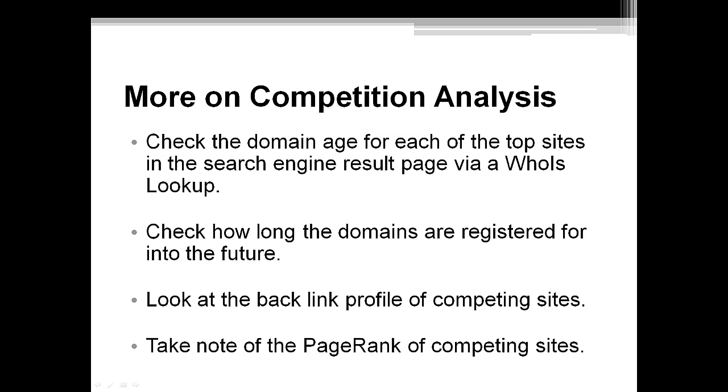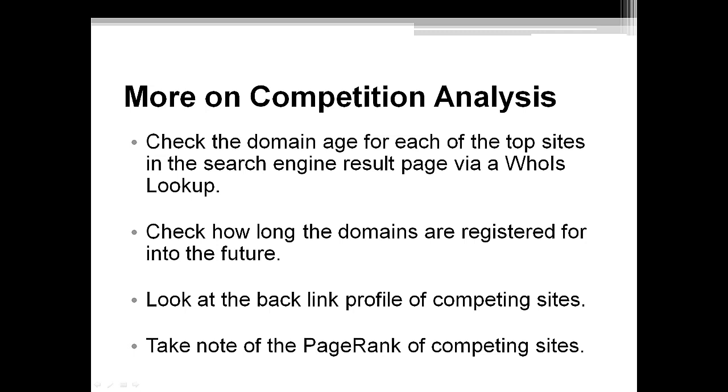Check the domain age for each of the top sites in the search engine result page via a Whois lookup. This means the top 3 to 5 web addresses that you copied down. Check how long the domains are registered for into the future, as well as how old those domains are. A web page that's been around for 5 years is going to be much stronger on this metric than a site that was put up last week.